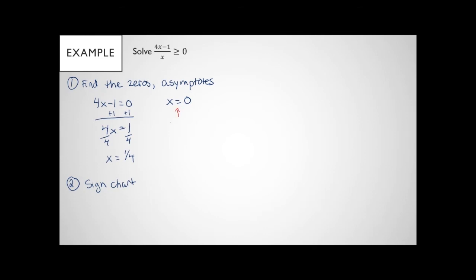Now at x equals 0, this will be an asymptote because it's the denominator. So we're going to have a dashed line. X equals 1/4 is going to have a solid line because we have a greater than or equal to symbol. So that equal to part means that that point's included. And then I always make sure we're greater than, that part's telling us we're going to be looking for the positive parts.